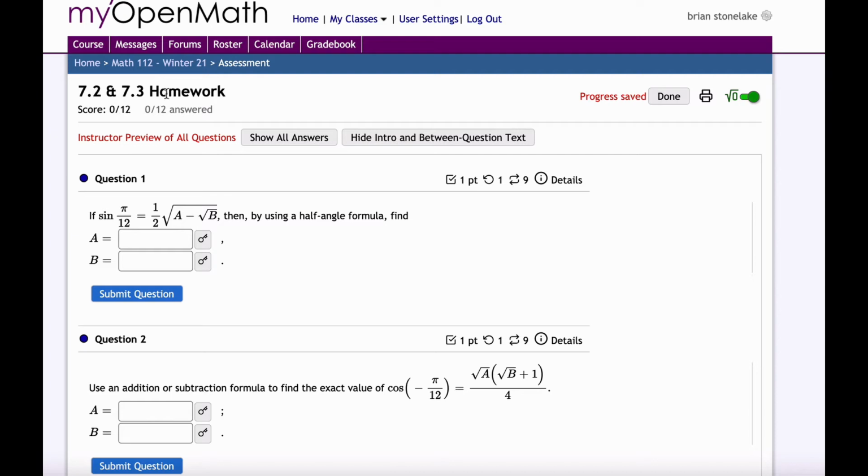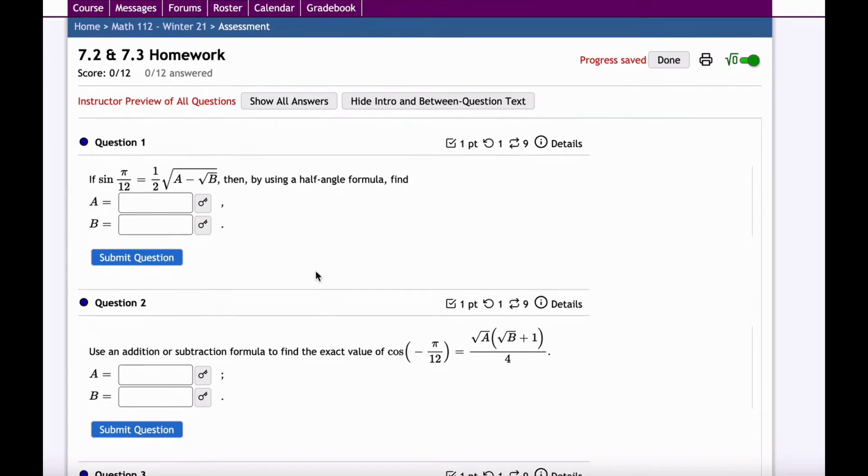All right, the 7.2 and 7.3 homework. Definitely have your formula sheet handy when you're going through this, because I do not need you to memorize your angle addition, subtraction, half angle, and double angle formulas. And with that sheet handy, I think a lot of these will be fairly straightforward.